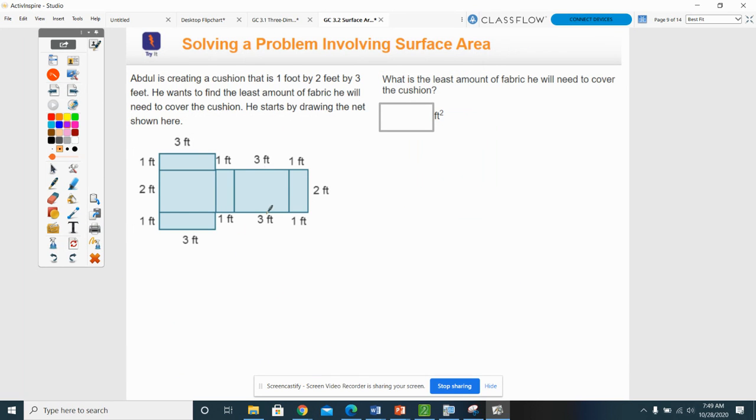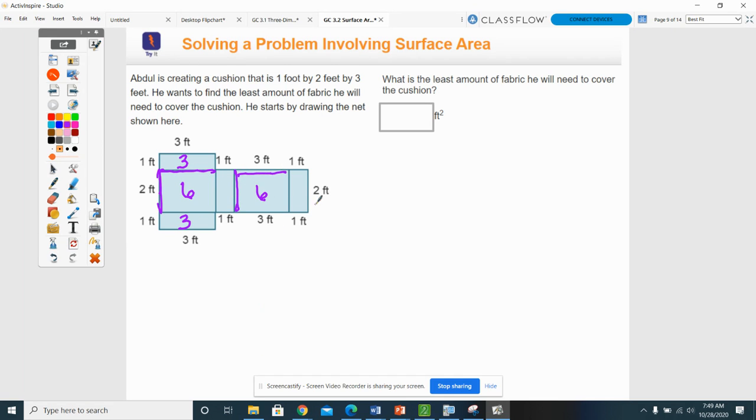Okay, Abdul this time has all the labels again. So we're going to use the net and go ahead and figure out all the areas of the pieces and add them together. 3 times 1 is 3 for this top rectangle. There should be another one somewhere, and this is it down here. 3 times 1 is 3. This bigger guy is 2 by 3, which is 6. Let's find another one. Here it is. 2 times 3 is 6.